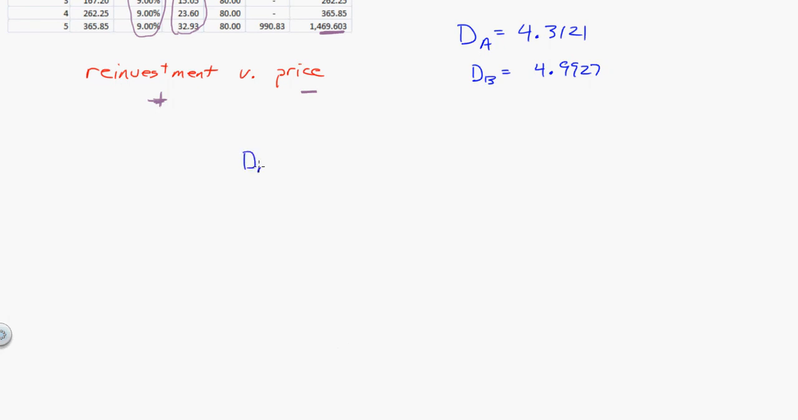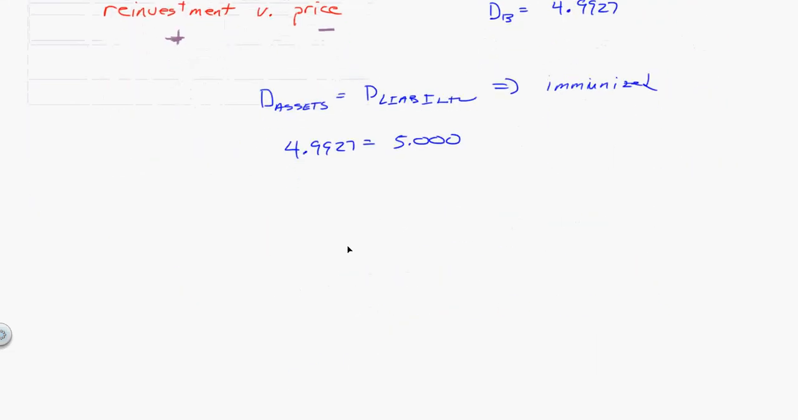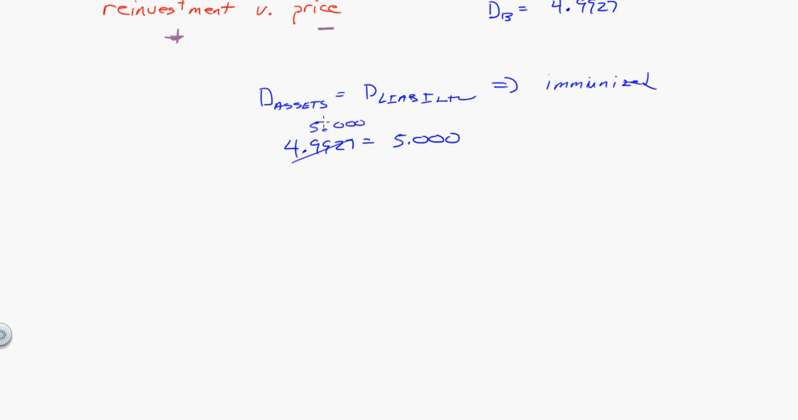Okay, what you need to have, let me move this just a little bit out of the way here. If you have the duration of your assets equal to the duration of your liabilities, then you are immunized. This implies that you are immunized. So the duration of my assets in bond B was 4.9927. The duration of my liabilities, which is the GIC, was 5. So I'm not perfectly immunized, and look, the cash flows are not perfect. Had it been, however, that this was exactly 5, I would have been perfectly immunized.